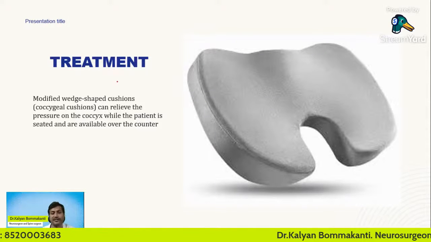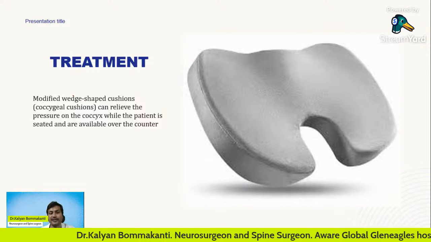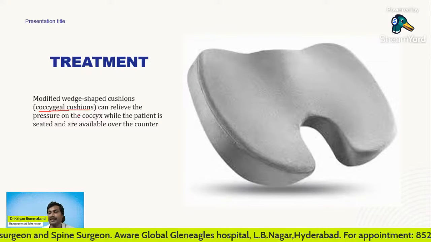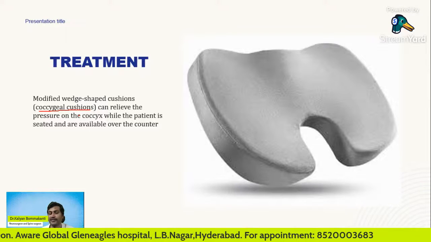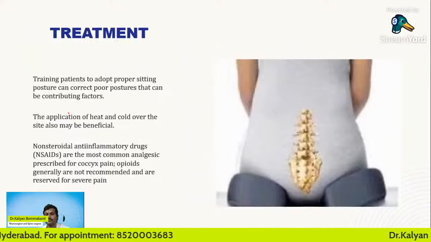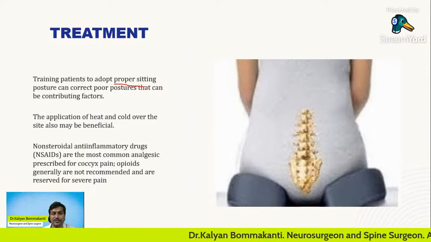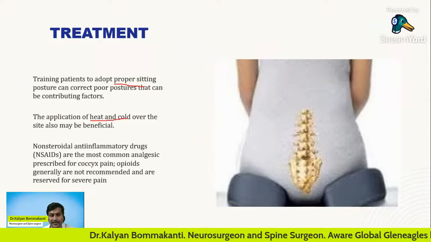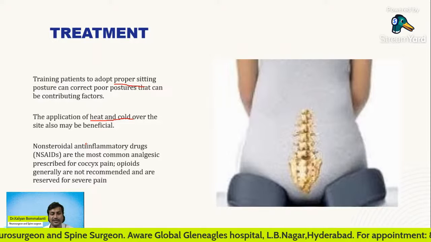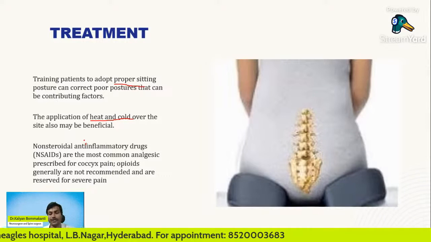Treatment. Prevention is better than cure. The initial part of treatment usually consists of using specially made coccygeal cushions. They are designed in such a way that when you sit, the pressure of your body is not borne by the coccyx. These are usually available over the counter. We also teach the patient to adopt proper sitting posture. Application of heat and cold over the site is also beneficial. We use analgesics in the form of non-steroidal anti-inflammatory agents. Sometimes opioids are given, but they are reserved only for severe pain.